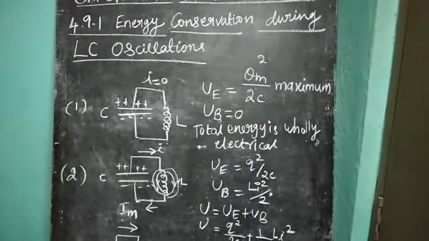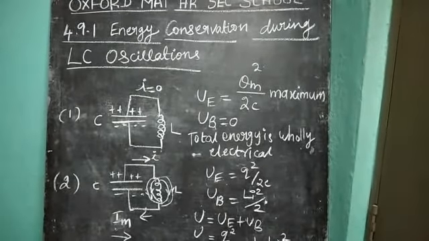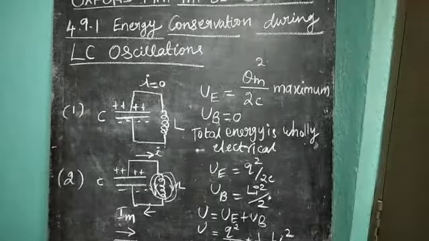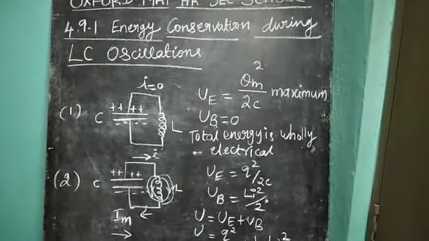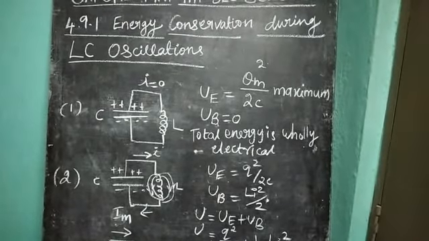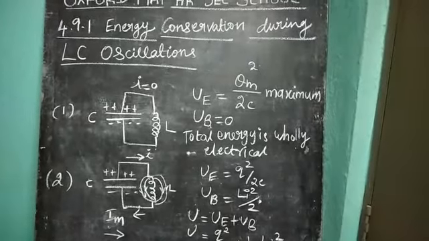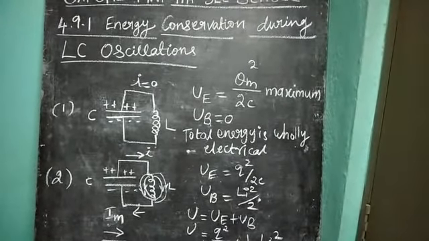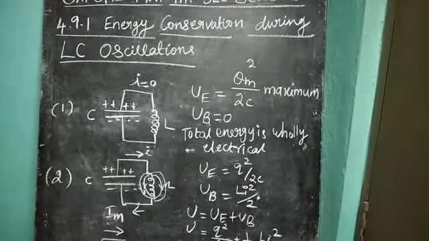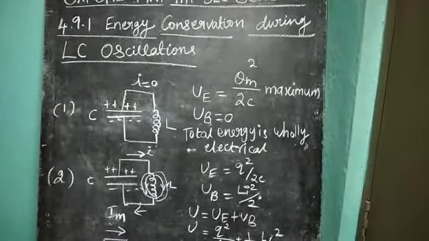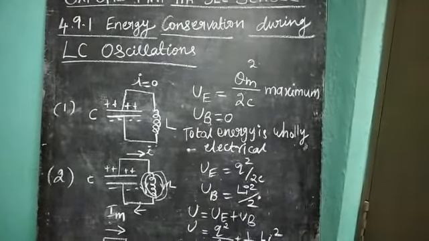the capacitor starts to discharge. Now current flows through the inductor. So in the inductor, energy is stored in the form of magnetic field. In the capacitor, charge decreases, that is UE equal to Q square by 2C. In the inductor, energy is stored in the form of magnetic field, UB equal to L i square by 2.